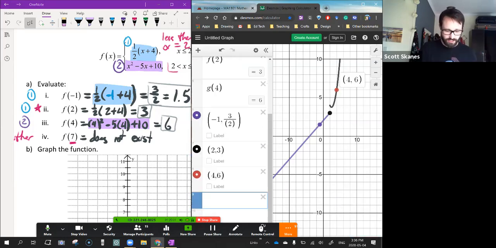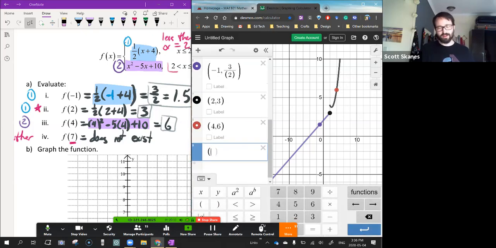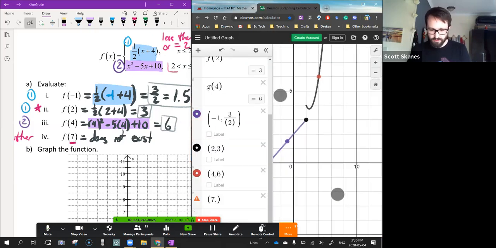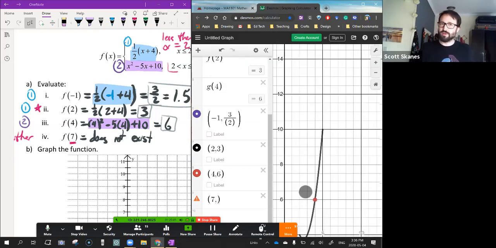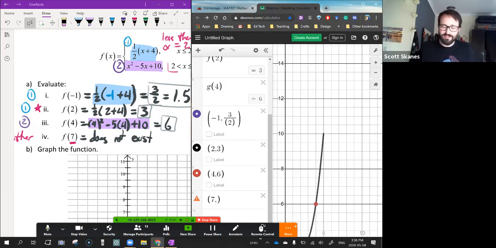And finally, let me try to graph the point 7. Oh, wait. Doesn't exist. Because 7 is over there somewhere, right here. And if we go up, it just stops. There's no point. There's no point to do it. Get it? There's no point.